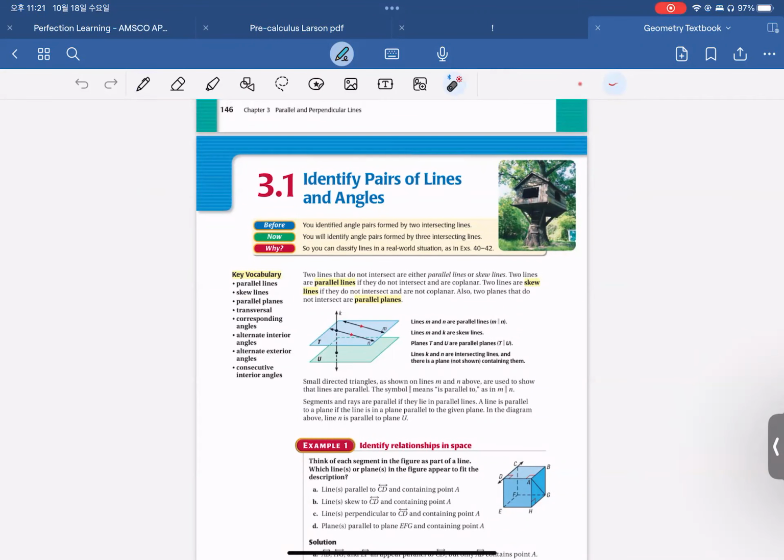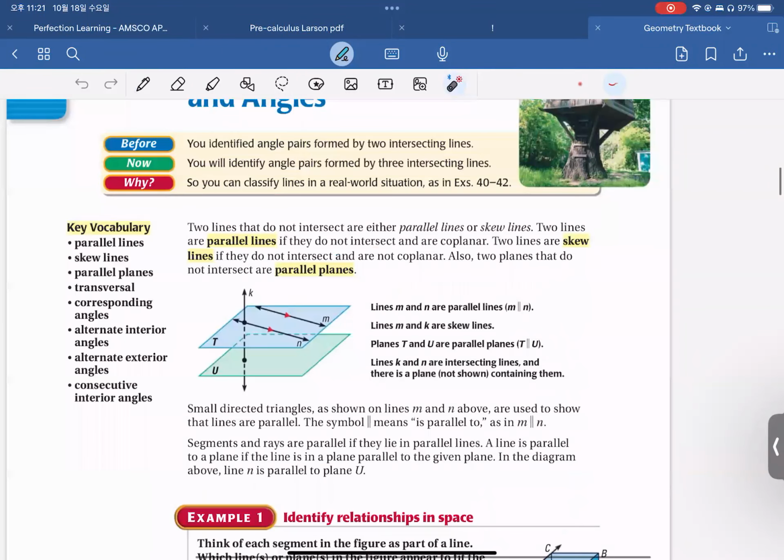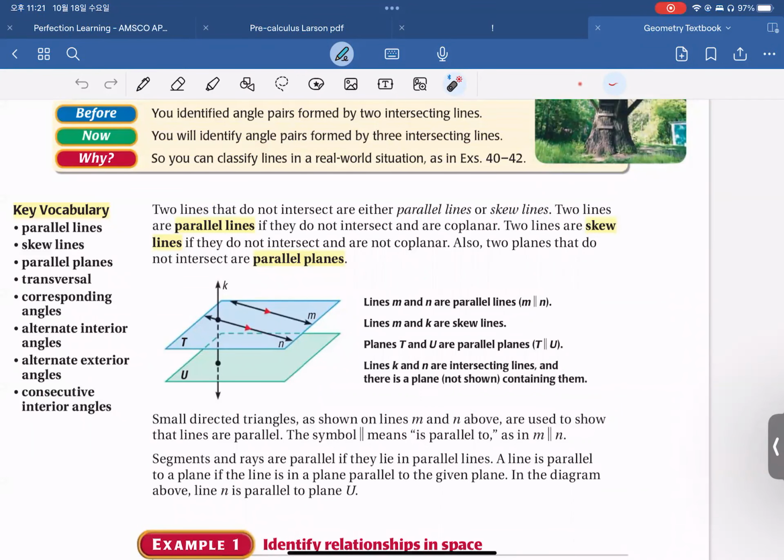So first, let's look at some key terms. Basically, in this chapter, the most important thing is probably going to be parallel lines, as it becomes the basis for everything you do, like alternate interior angles and even more.